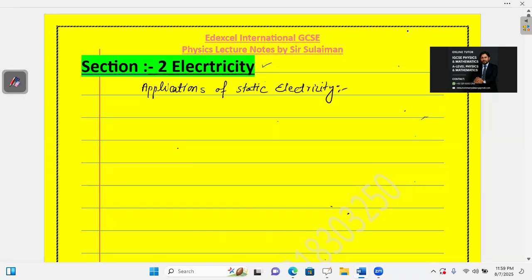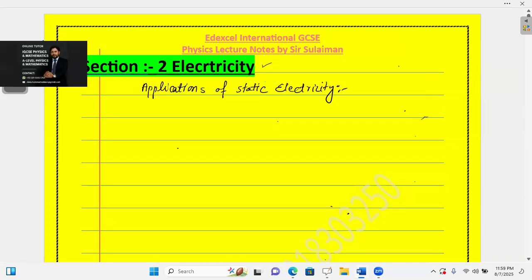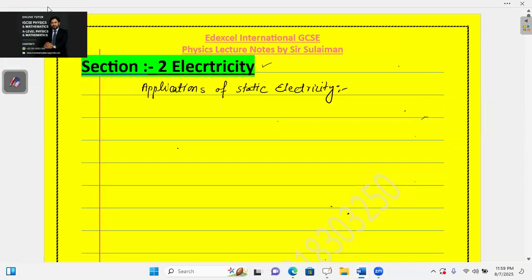If we talk about it, first of all I will say static electricity is helpful in the inkjet printer. What happens basically in the inkjet printer is that tiny droplets of ink are forced to come out from a fine nozzle, making them electrically charged. For example, this is a jet of ink with a nozzle, and when the droplets are forced through this nozzle, due to friction they are electrically charged.